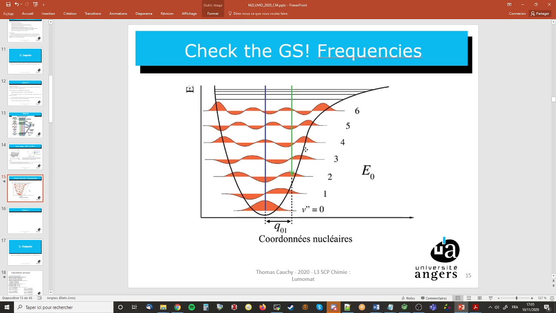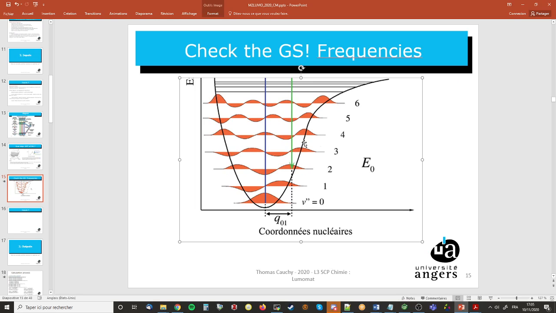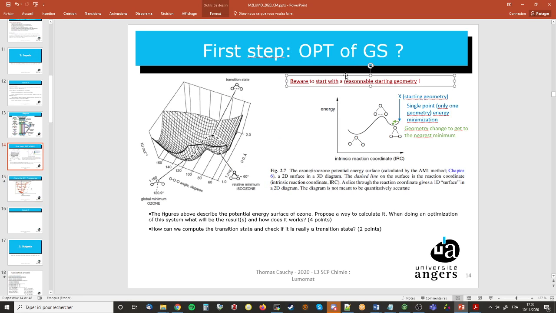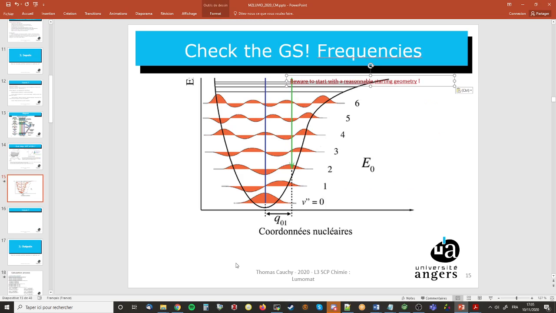So if we consider only a minima, a simple one with just one coordinate. Usually it will be more than one coordinate. A global minimum will have only positive normal modes. That means that when you compute the vibrations of the molecule, you will only have positive frequencies, and that is reasonable.